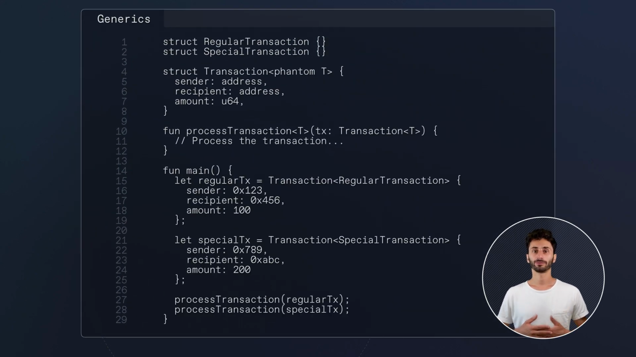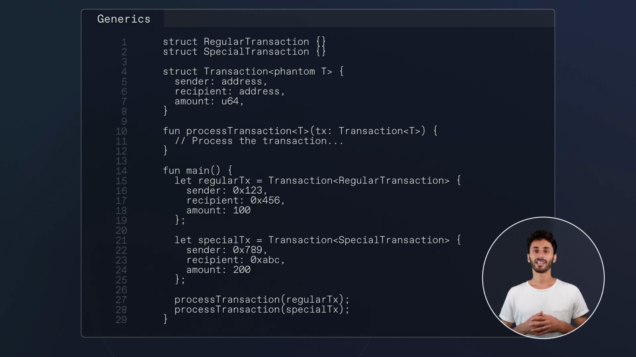Here's an example. In this example, phantom T means that the type parameter T is a phantom type parameter. It serves as a placeholder for an unknown type but doesn't affect the struct's fields or abilities. It's like an empty slot that you can fill with any type later when you use the transaction struct. Why would you want to do this?